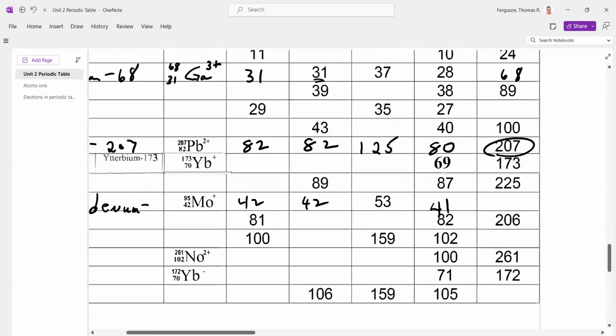Okay, so what's left here? The isotope, it is 95. So 42 plus 53 is 95. Okay, so go ahead and spend another 10 minutes or so practicing these.